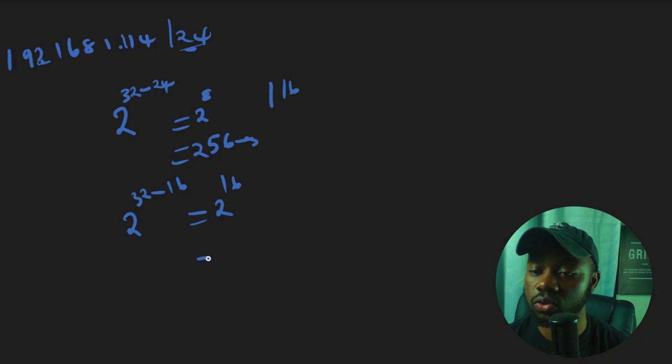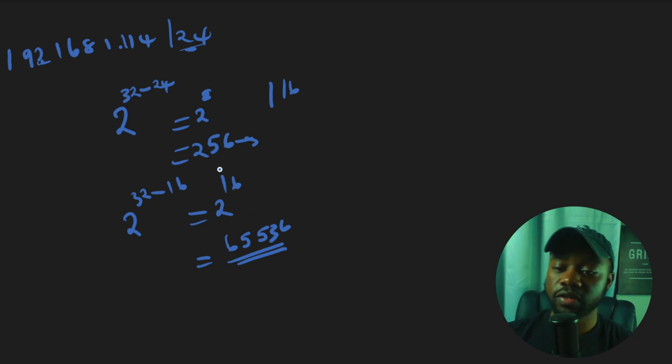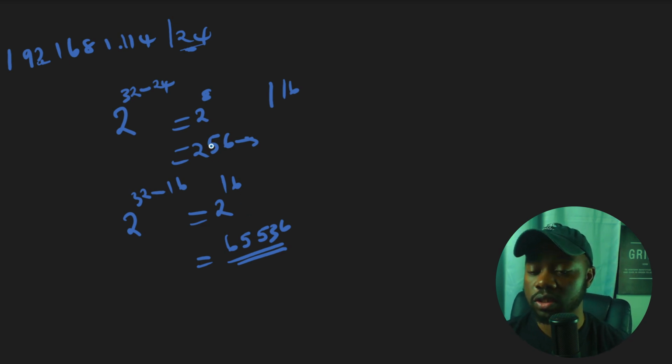This will give us 2 to the power of 16, which is 65,536. So that means with the /16, we're able to get 65,536 IP addresses from that particular CIDR notation, or from that particular range.